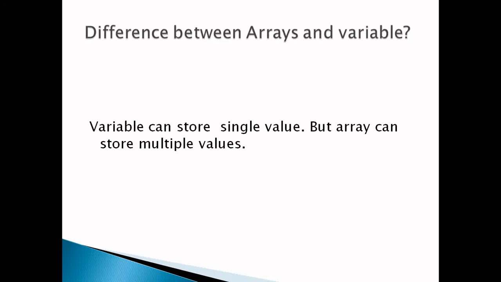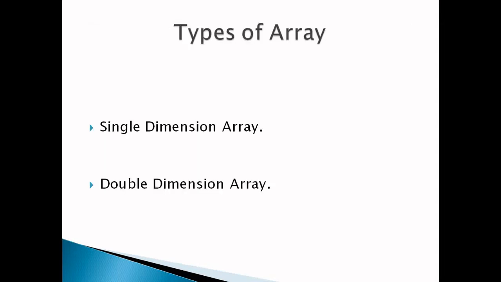Difference between arrays and variables. A variable can store a single value, but an array can store multiple values. This is the basic difference between a variable and an array. Next, what are the types of array? Single dimension array and double dimension array. These are the two types of array.